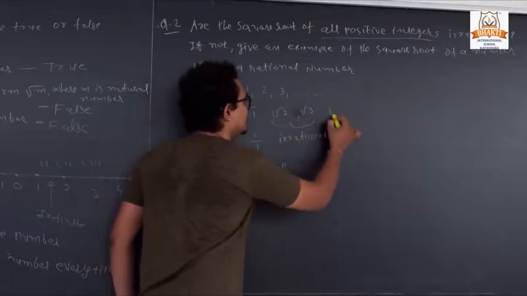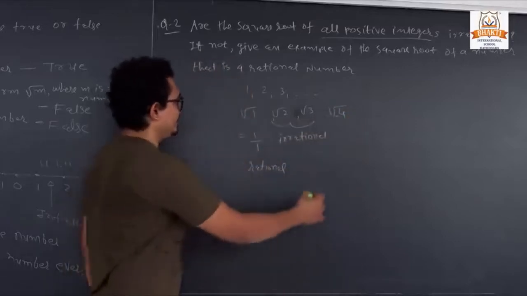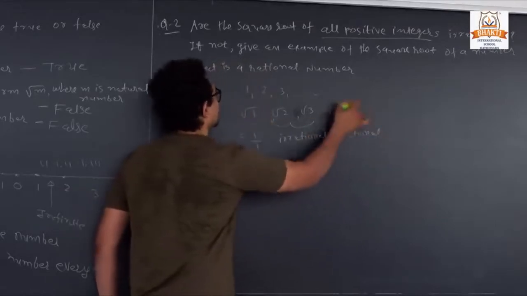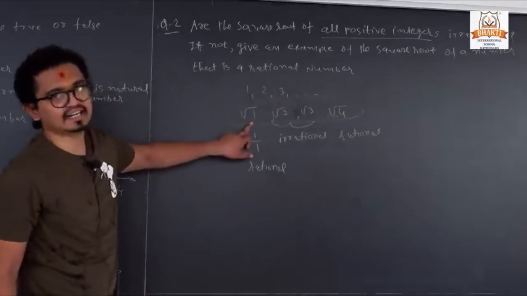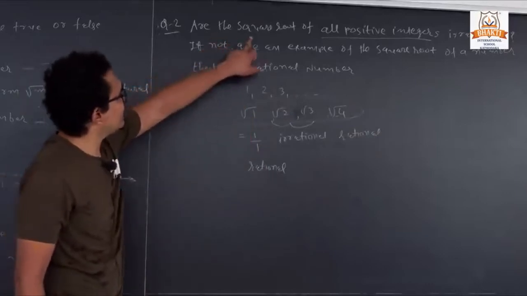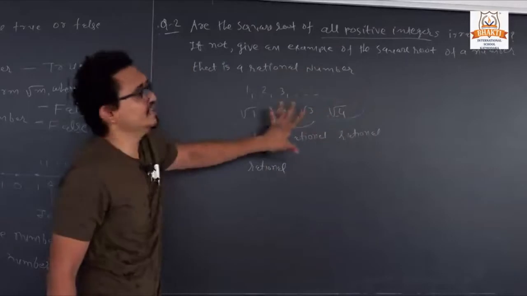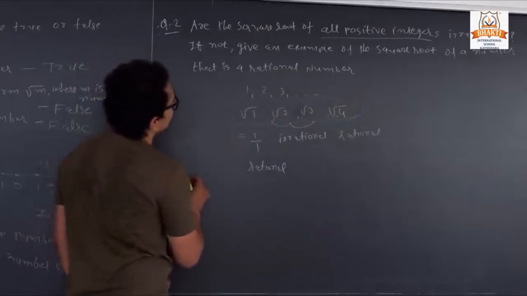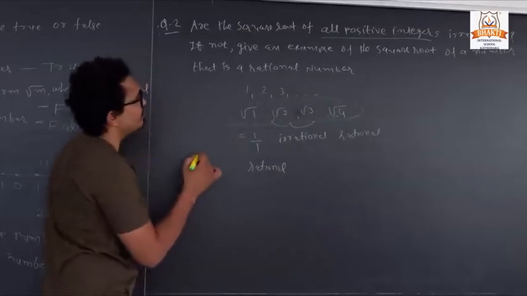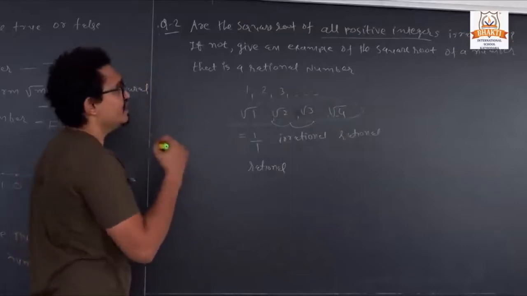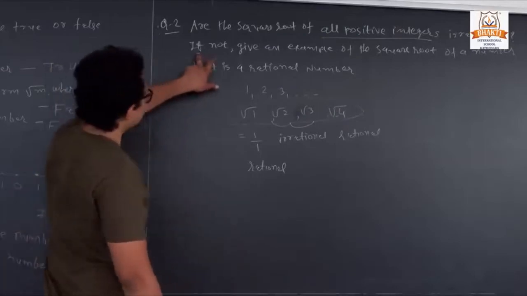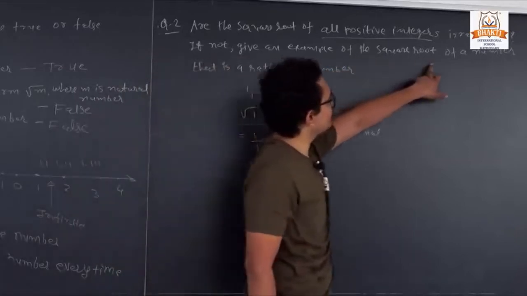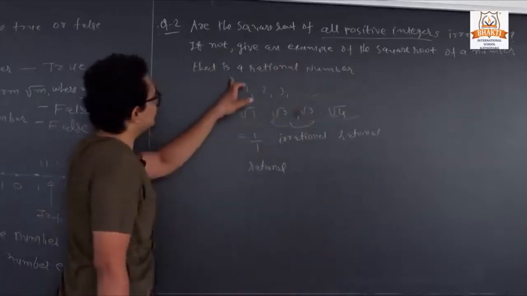But if we are taking root 4, it will be rational. So from this example of 4, we can clearly declare that the square root of all positive integers is not irrational. So they are saying that what? If not, give an example of a square root of a number that is a rational number.